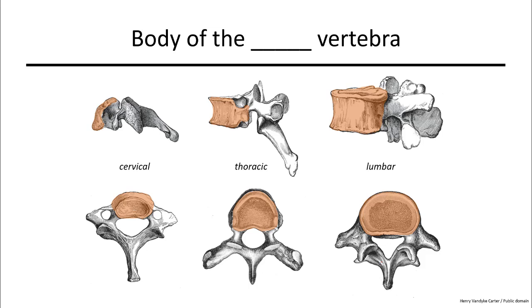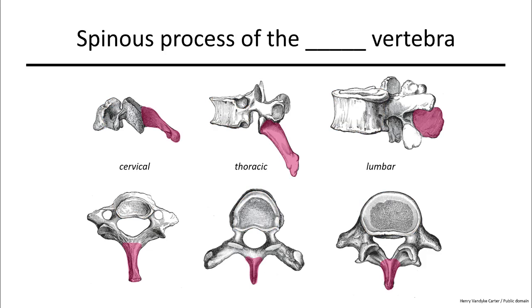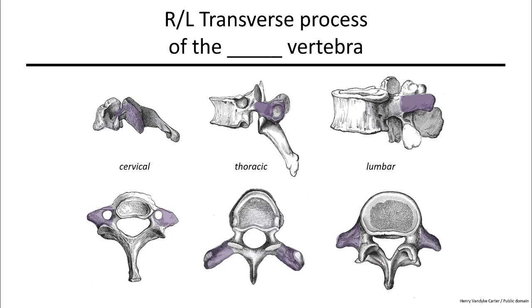We can see the body of the cervical vertebrae or the thoracic vertebrae or lumbar vertebrae. The spinous process we can see from the cervical, thoracic, and lumbar. The thoracic has the most prominent downward spiked vertebrae, and the cervical sometimes has a bifid or split spinous process, but you don't see that in this picture. Then we have the transverse processes. They stick out on either side.